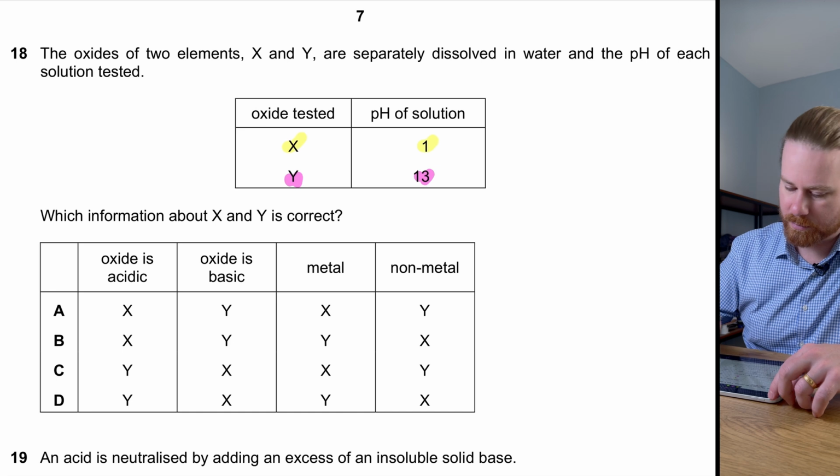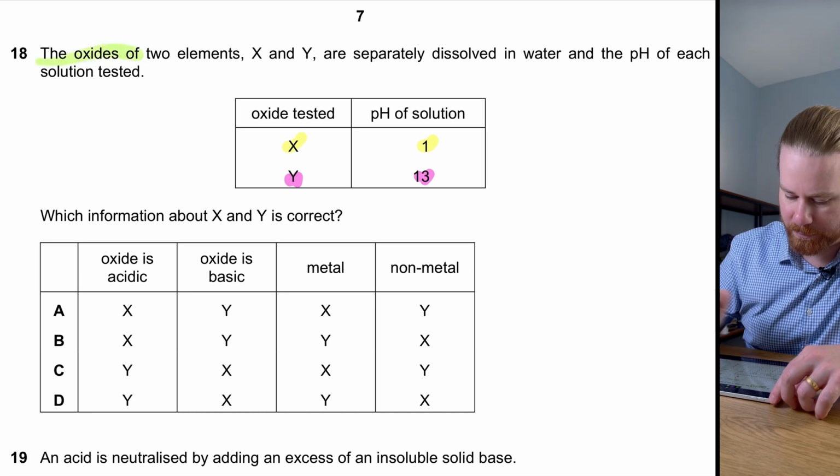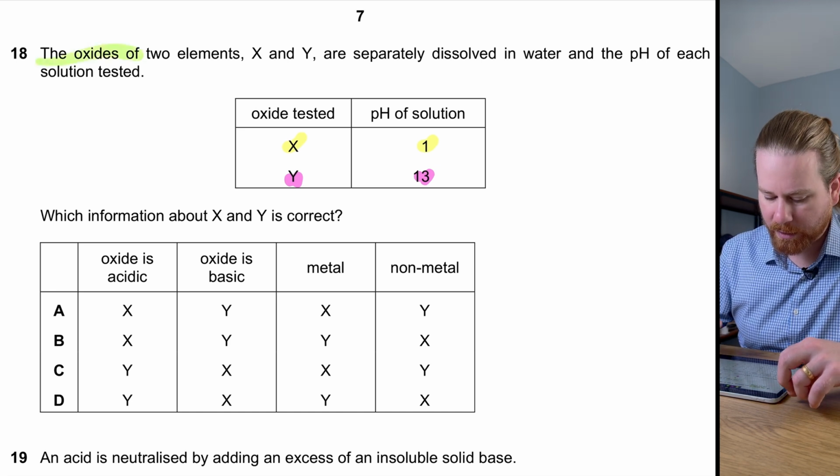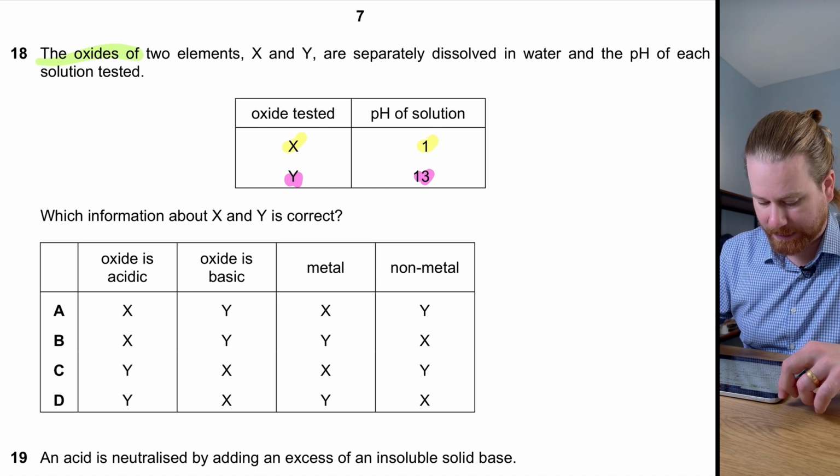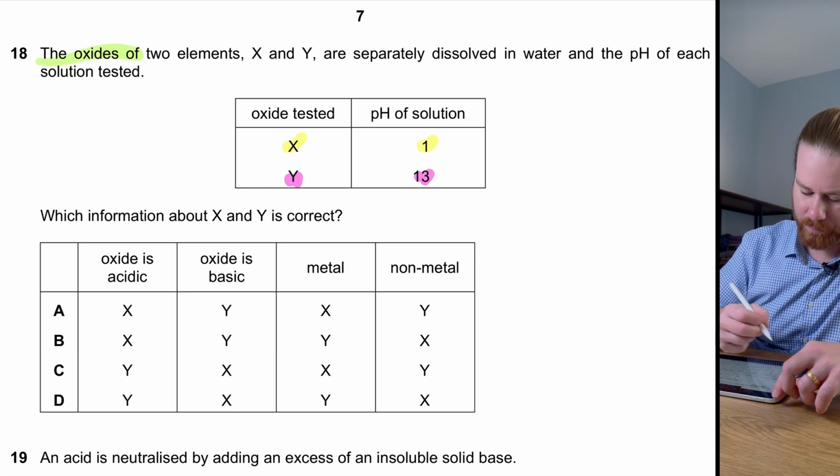Oh, and they're both oxides. There we go. Let's have you read the question. Which information about X and Y is correct? So oxide is acidic. So X is an acidic oxide.